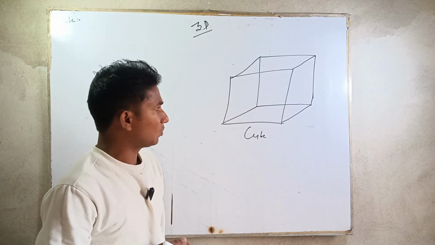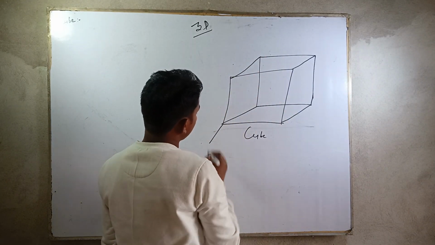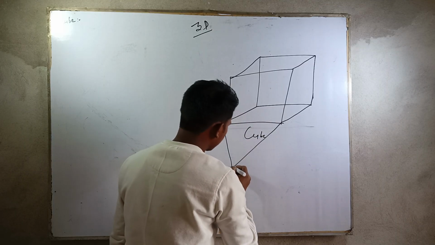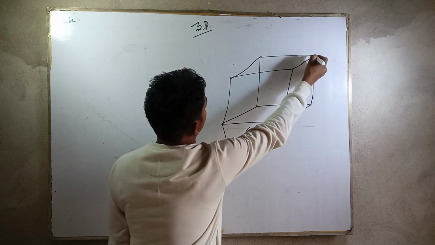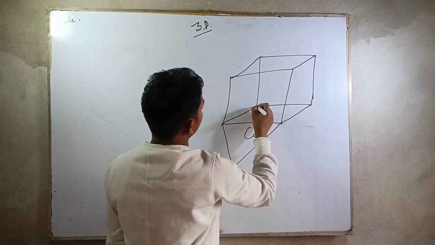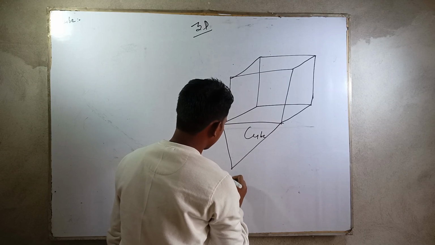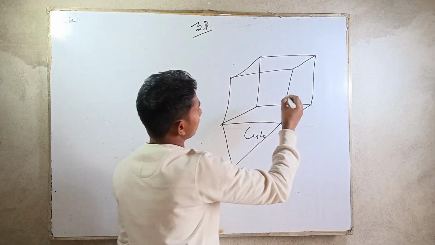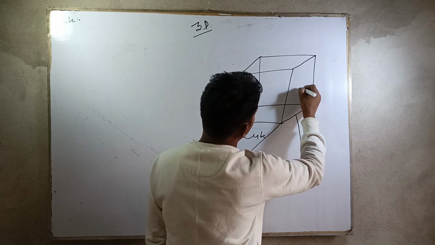That is called a cube. Suppose I see this one, it is called a vertex. How many vertices are there? 1, 2, 3, 4, 5, 6, 7, and 8. 8 vertices. These are all vertices. Next, this one is a face.